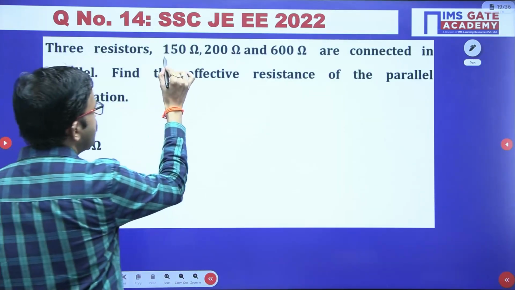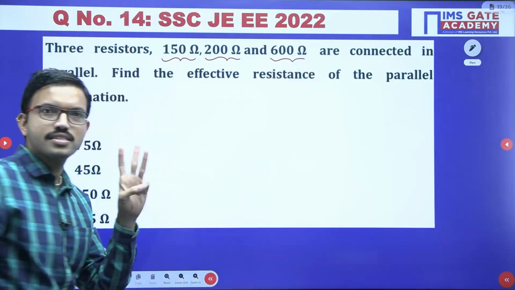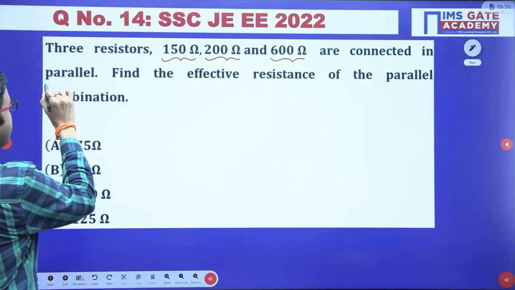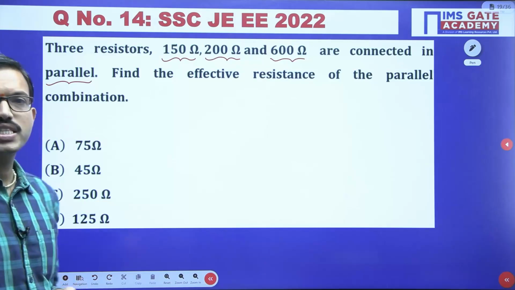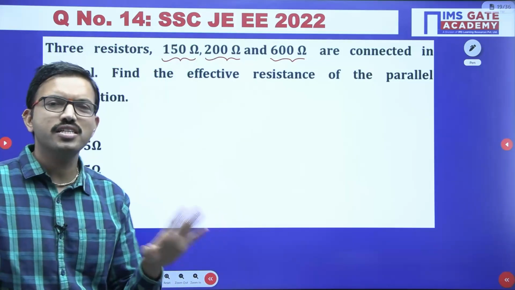See, here you are having a 150 ohm resistor, a 200 ohm resistor, and a 600 ohm resistor. 3 resistors they have given, and all the 3 resistors are connected in parallel. Now they are asking the effective or equivalent resistance.